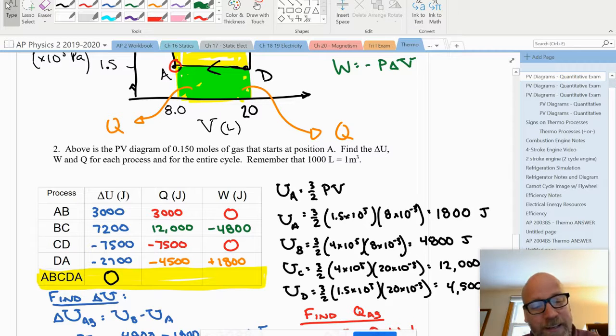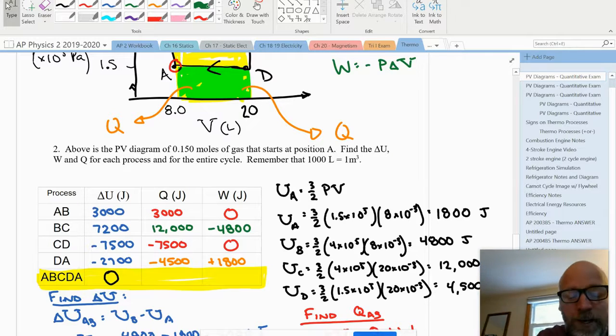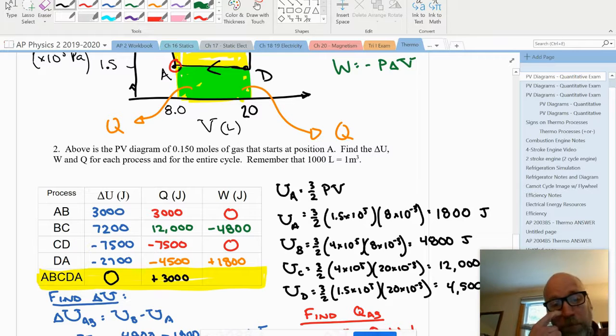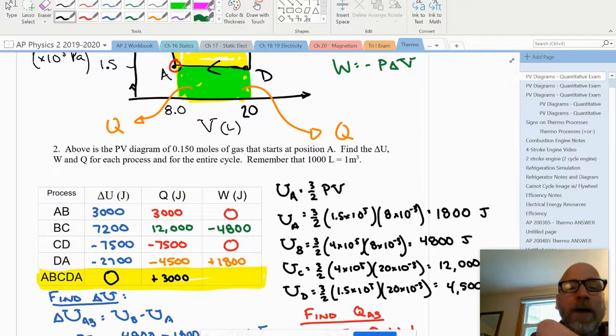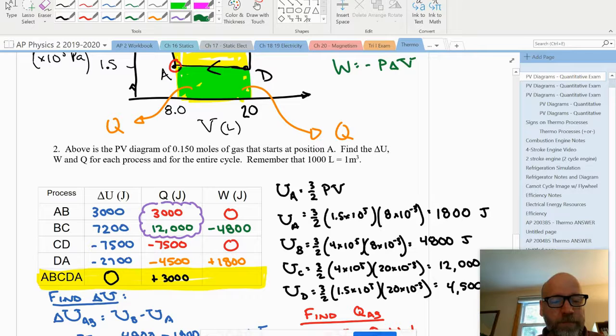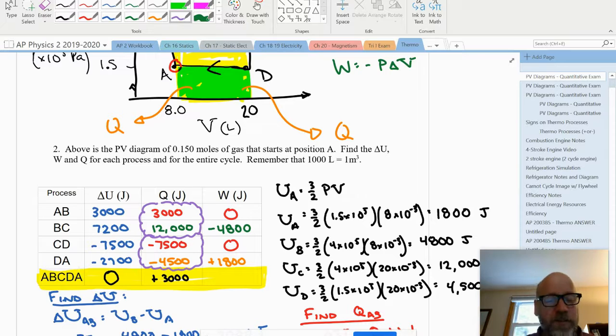Now, for heat, take that column, add it all together. What do you get? You get plus 3,000 joules. Because in reality, what happened is that you added 15,000 joules of heat to the system. But along the way, you exhausted 12,000 joules of heat. Wasted heat, wasted energy. But the total net heat added to the system would be 3,000 joules.